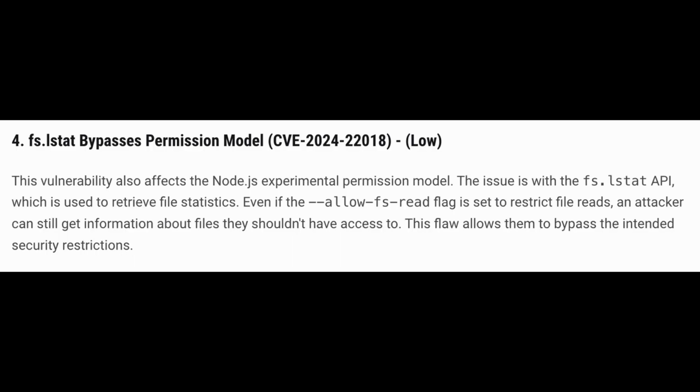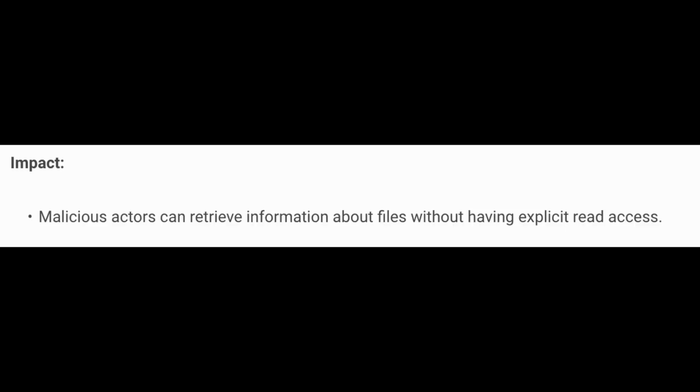Number 4, file stats access. The fourth issue is with the file stats API. Even if you restrict file reads, attackers can still get information about files they shouldn't have access to. The flaw lets them bypass the intended security restrictions. In other words, malicious actors can retrieve information about files without having explicit read access.